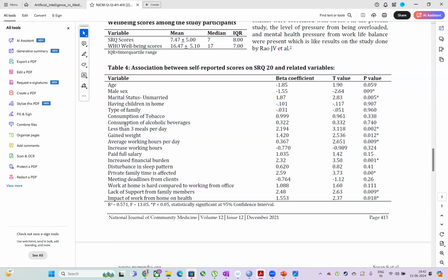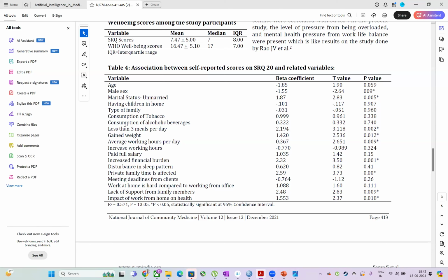And the beta coefficient, t value and the p value should come. The t value you may not want to write, or some journals may not ask, but the p value should be there. And whatever is significant only, you mention the beta coefficient. Again here, WHO well-being score and related variables. At the bottom I have written, see, R square value is 0.276, F value is 3.712, p value is less than 0.05, statistically significant at 95% confidence interval.